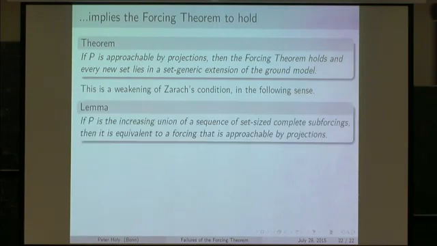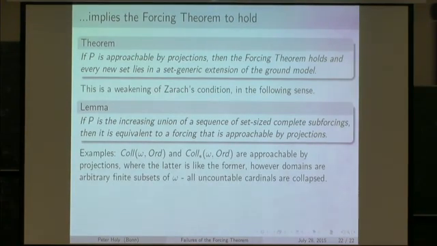And this is, in a certain sense, a weakening of Zarach's condition. So if P is the increasing union of a sequence of set-size complete subforcings, so this was Zarach's requirement, then it's in fact equivalent in a strong sense to a forcing which is approachable by projections. So in particular, this equivalence implies that the forcing extensions are the same.